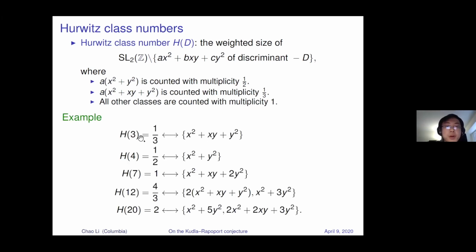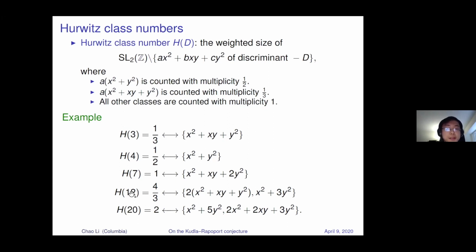For example, discriminant is -3 or -4. You know, the usual class number is 1, corresponding to these two binary quadratic forms. And as I said, they are counted with extra multiplicity 1/3 and 1/2. So you get these two Hurwitz class numbers, H3 and H4. Okay, so this one has discriminant -7 and doesn't have extra symmetry. So the Hurwitz class number is equal to the usual class number 1.